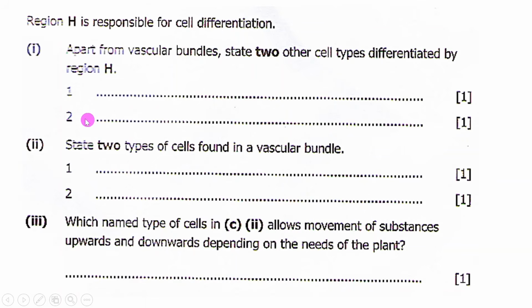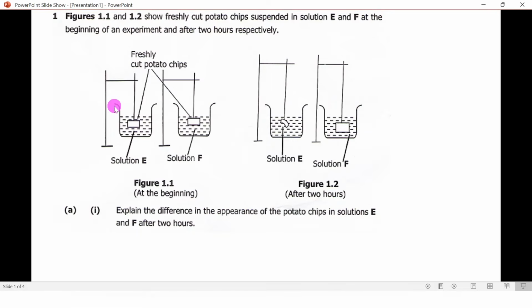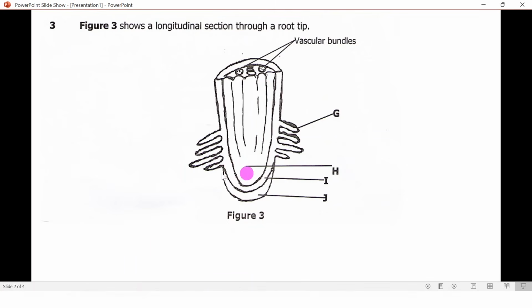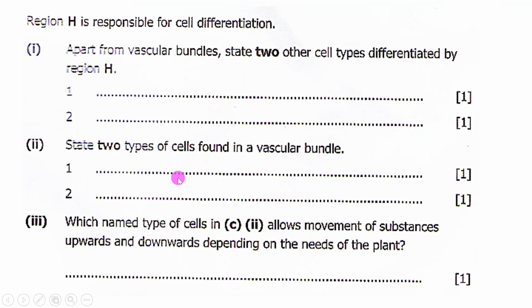All right, so let's proceed. Then this one here says region H is responsible for cell division. All right, then part 1 says apart from vascular bundles, state two other cell types differentiated by region H. So we need to see which region H we are talking about here. This is region H. So according to the question, apart from vascular bundle, state two other cell types differentiated by region H. The other cell types are cambium cells and also parenchyma cells.